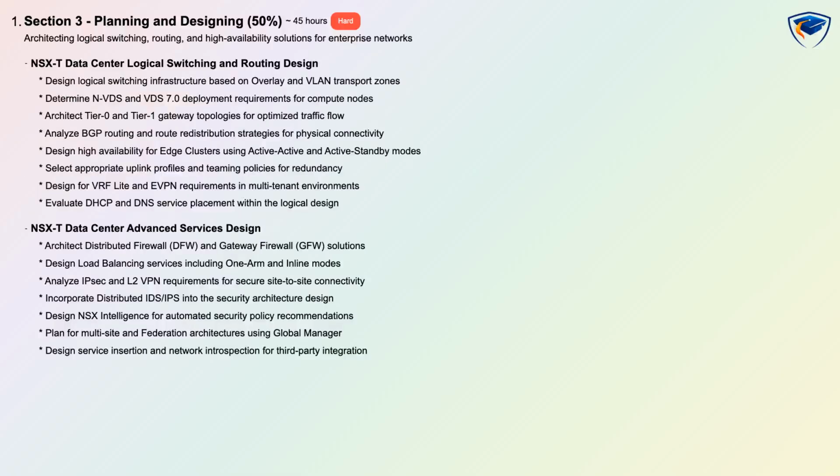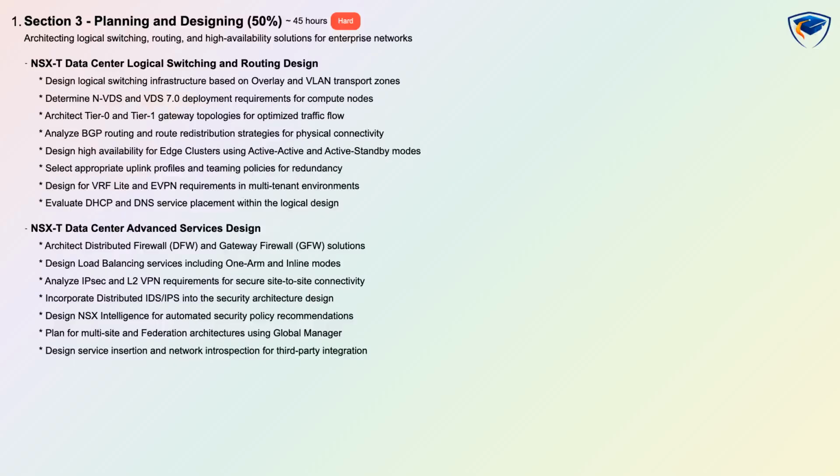Section 3. Planning and designing is the core of the exam and represents 50% of the blueprint, labeled hard and estimated at 45 hours of study with scenario-based assessments. You will learn to architect logical switching infrastructure using overlay and VLAN transport zones and decide when to deploy NVDS versus VDS 7.0 for compute nodes.